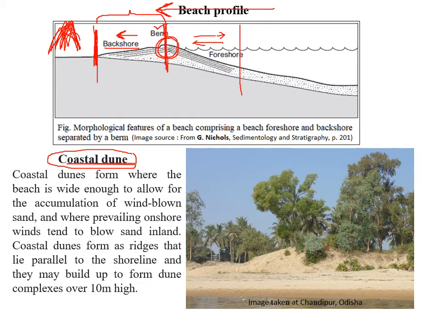Now, in this picture, which is taken at the coastal areas of Odisha, you can see in the extreme lower portion a sand deposition which is wet. That means the pore spaces within this sand are full of water. So this is the area which suffers regular tidal activity. So this zone is known as foreshore.